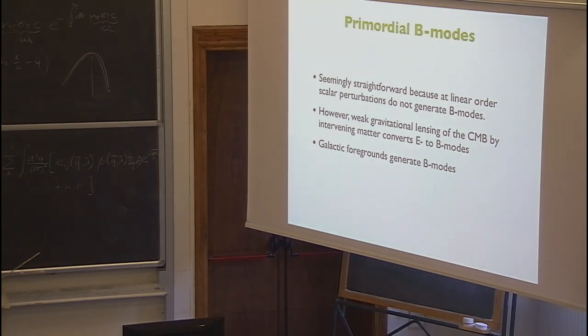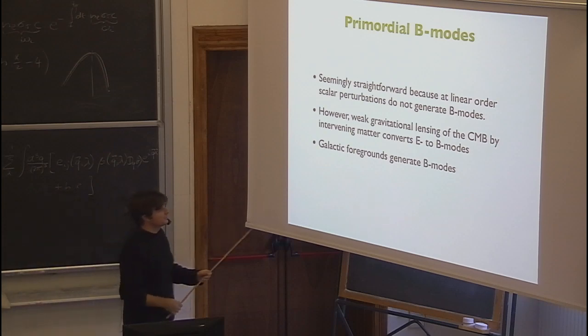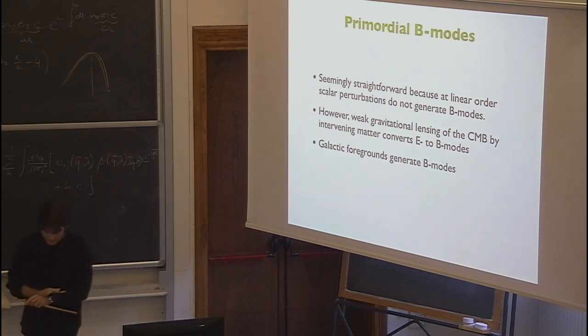The thing is that it looks easy because you're just looking for B modes, but as you can tell from BICEP, it's actually challenging because even though the scalar modes at linear order don't produce B modes, the lensing does, and so do the foregrounds.